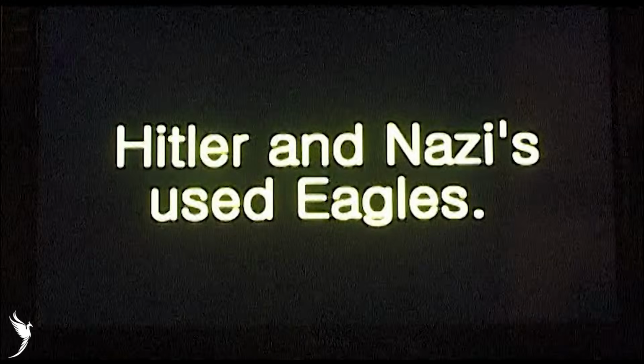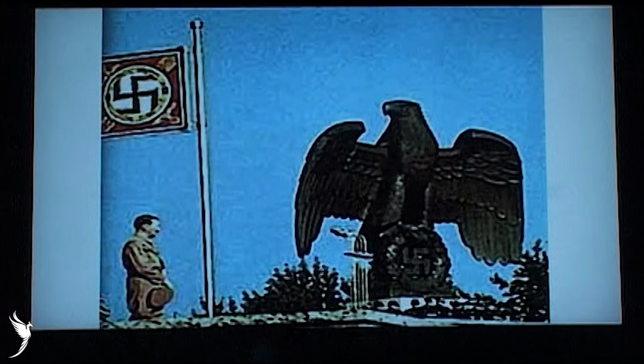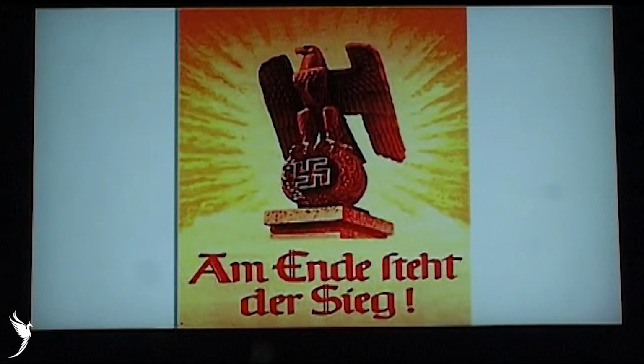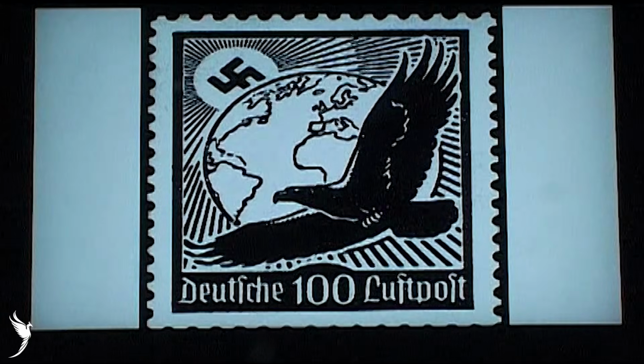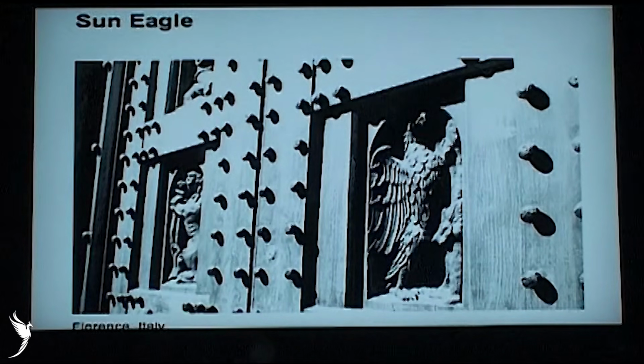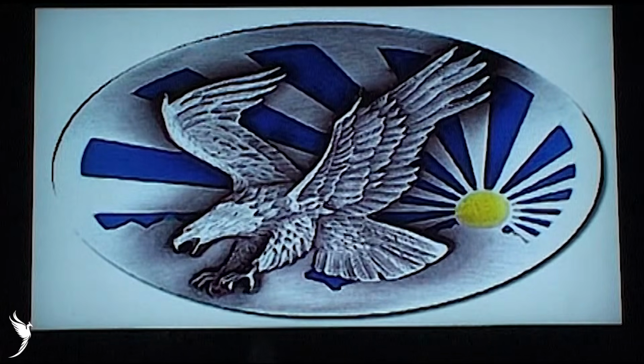Now, Hitler and the Nazis also used eagles for the same reason, to symbolize the sun. You'll always see the eagle perched on the sun, and of course the swastika represented the sun and moving across the earth. As the sun rolled across the sky, that's why the legs of the cross were moving. That was walking across the sky. Sun symbols and eagles were one and the same thing in Nazi Germany. Now we still have today the use of eagles as a symbol of the sun all over the world. Here in Florence, Italy, we have a church that has a sun eagle on the door. So eagles have always been synonymous in symbolism with the sun.